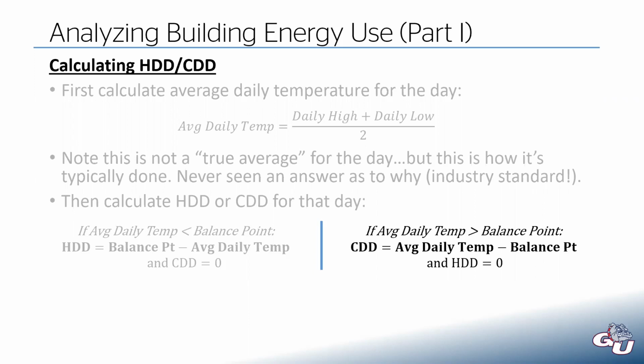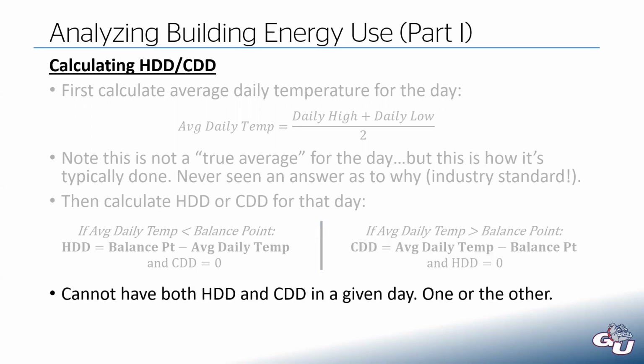Or if you find that your average daily temperature is above the balance point, that tells you we had a warmer day and we needed to run air conditioning systems. Then you take your average daily temperature and subtract your balance point, and your heating degree days will be 0. So you cannot have both heating degree days and cooling degree days in any single given day. It has to be one or the other.